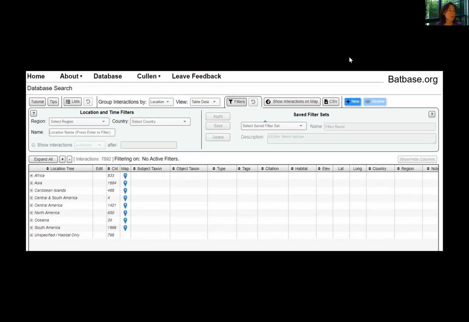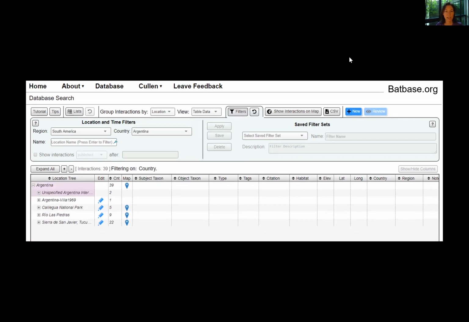So you can also look by location. Say you're not particularly interested in a particular taxon of bats or an organism they're interacting with. You just really want to know what's going on in a particular location. So you can select the group by location, and you go in the filter area. And here I decided to filter by Argentina. It started with an A and was the top of the list.